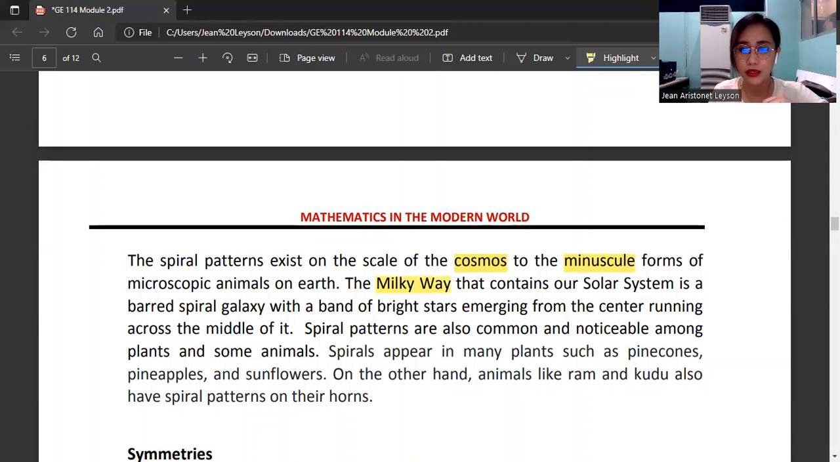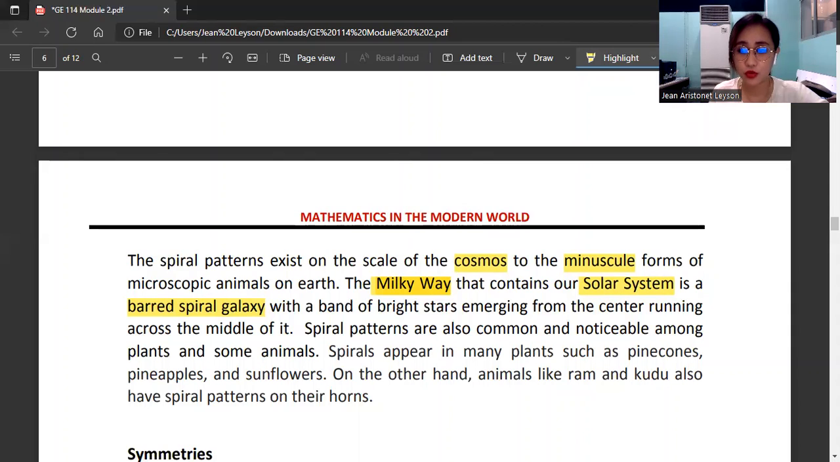The Milky Way, which contains our solar system, if you've heard of that, is a barred spiral galaxy with a band of bright stars emerging from the center running across the middle of it.